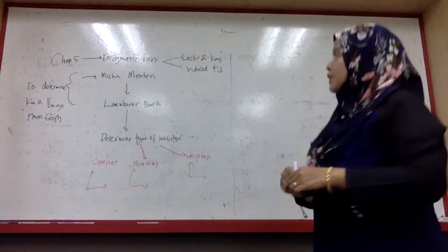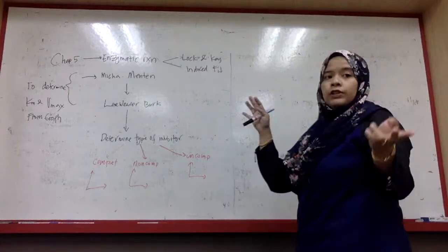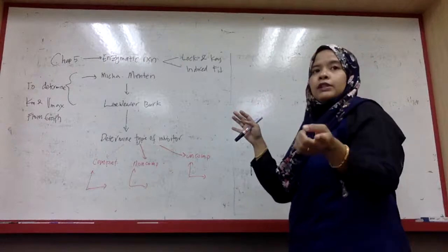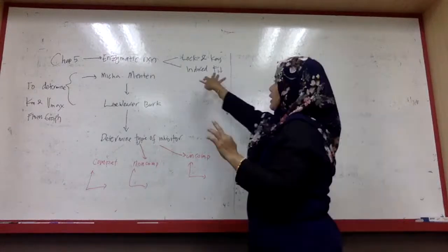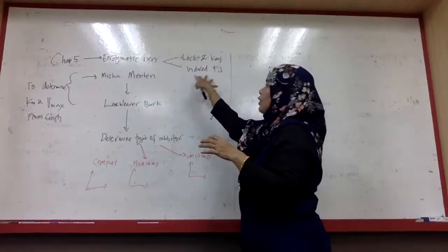Alright, so for chapter 5, if you refer to the book later and to my lecture notes, it's actually about lock and key. It means how the enzyme interacts. So it's lock and key or induced fit.